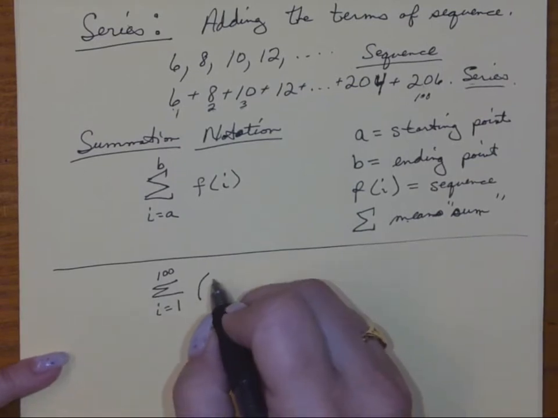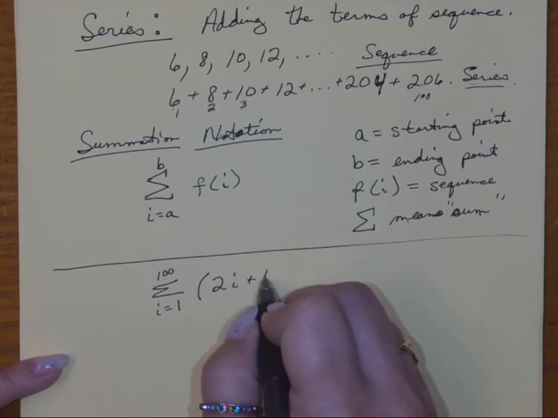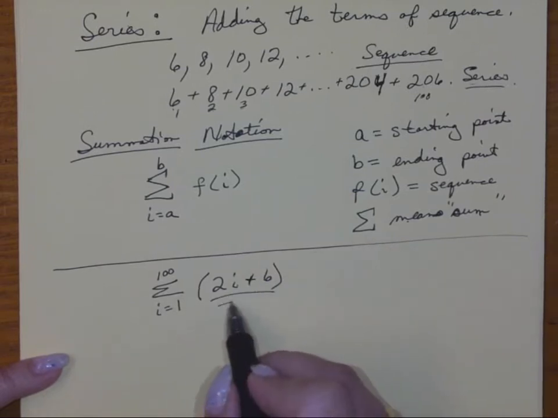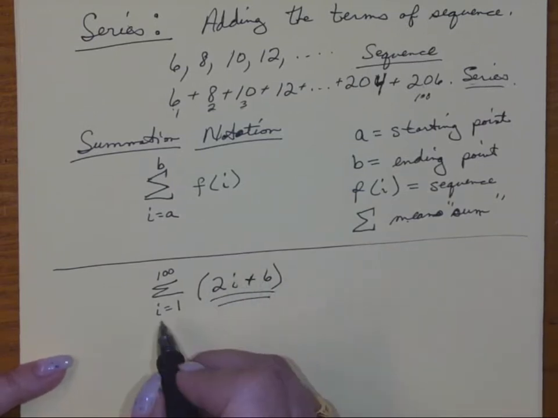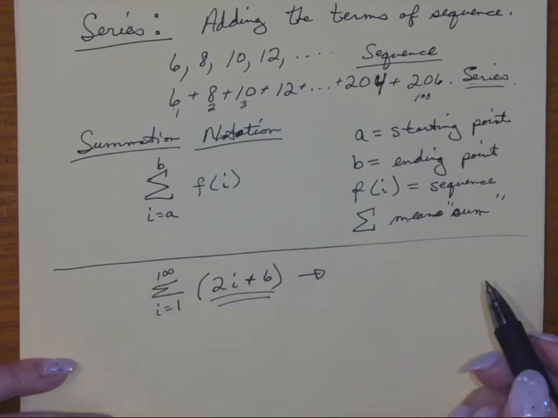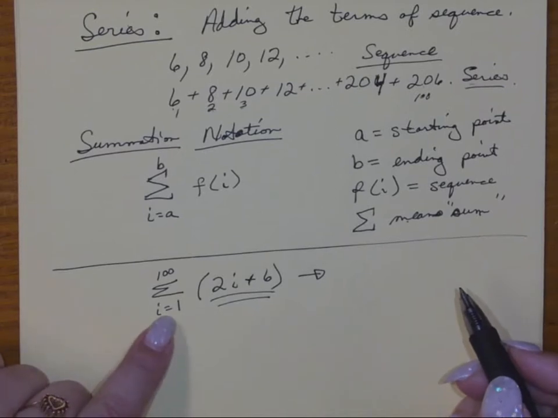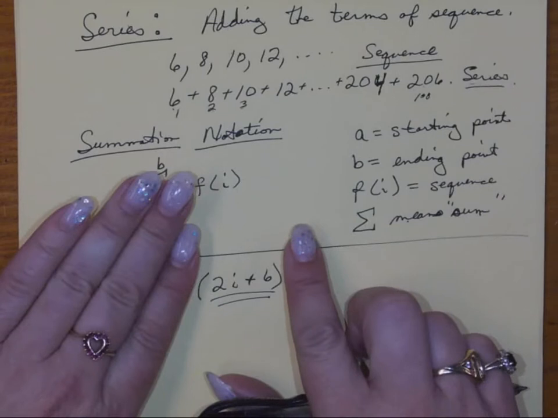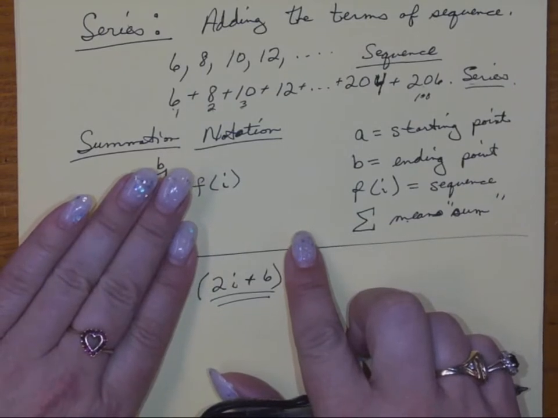Fortunately for us, we actually found it. It was 2x plus 6, right? So I could put in here 2I plus 6. Okay, so I have the function. This is what I'm sticking things into. Here's my incrementation, 1 to 100. And I can check myself because I can say, okay, I'm going to add the first term of this sequence. Well, what is that? The first term of the sequence, just focus in right here. 2 times 1 plus 6.